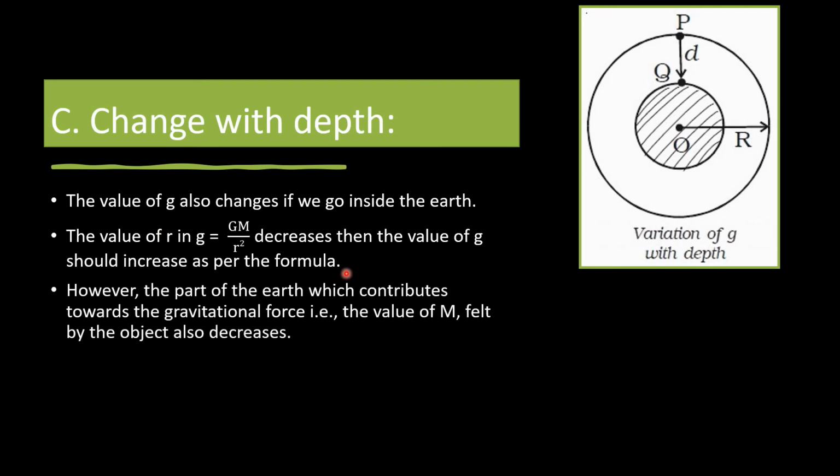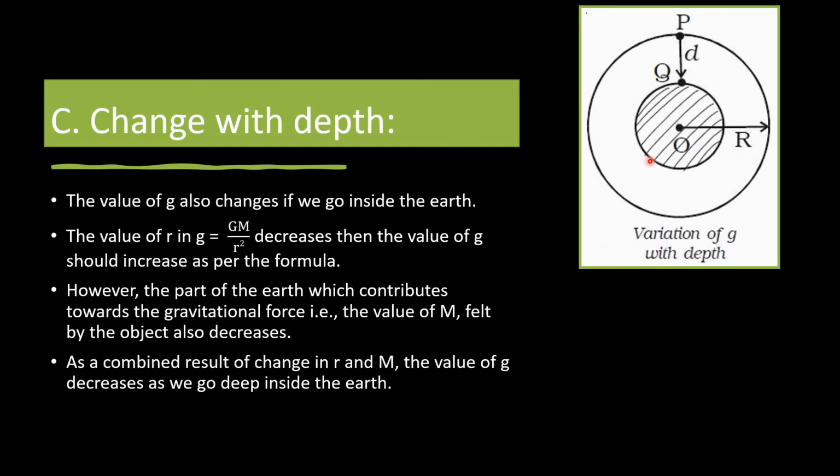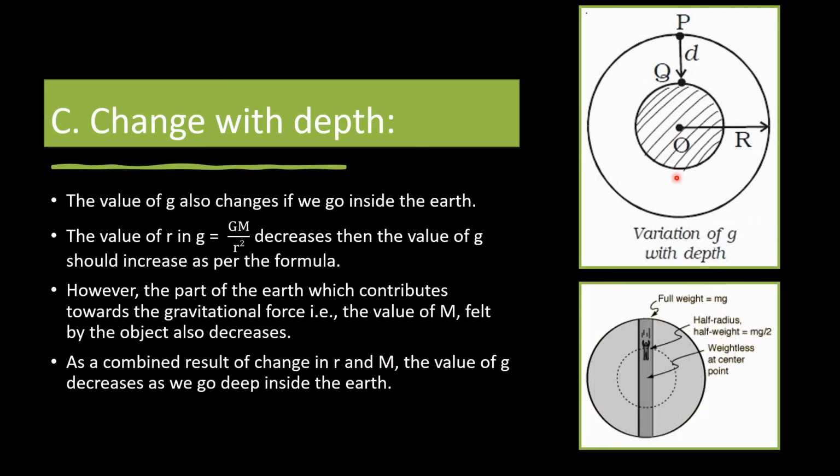But we have to keep something in mind. When you are traveling deeper into the earth, the mass also decreases once you go deeper. So the mass that contributes to the gravity decreases. So M also decreases when we travel deeper into the earth. So as a combined result of change in r and M, the value of g decreases as we go deep inside the earth.